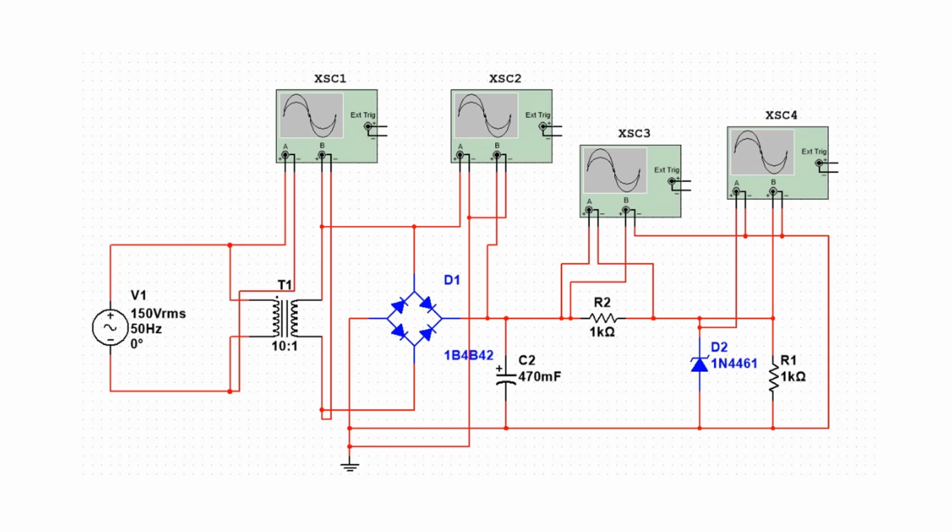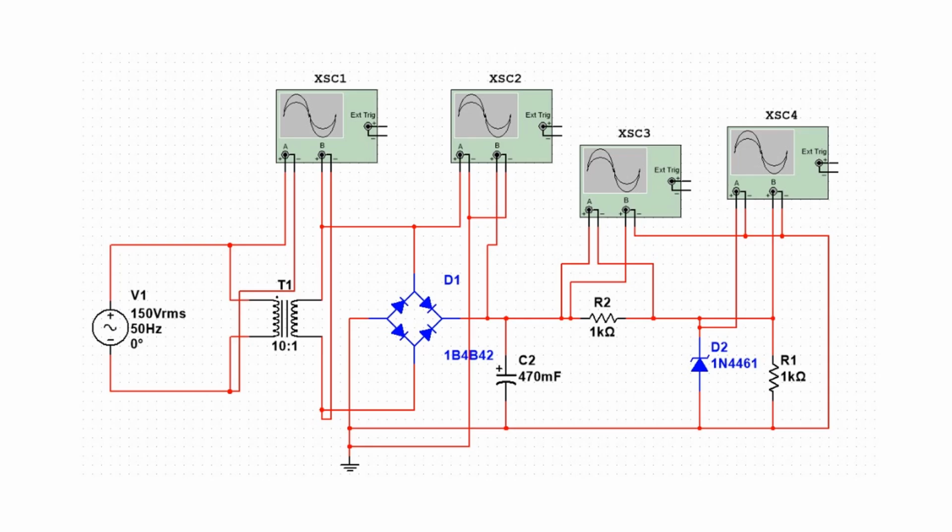A capacitor with 470 millifarad is used as a filter to smooth the output waveform from a pulsing DC into a smooth DC output. A 1 k ohm resistor is used as a voltage divider, and the other resistor, 1 k ohm, is connected in parallel with the Zener diode with a Zener voltage of 6.8 volt. 4 oscilloscopes are used to measure the waveform.